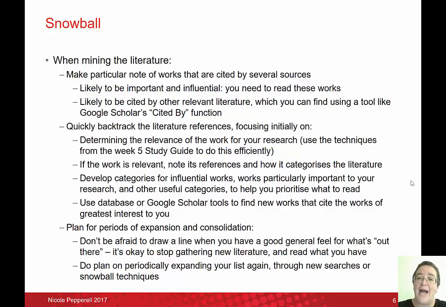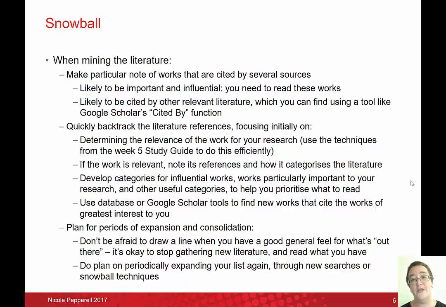You want to quickly backtrack the literature references that you find, and you want to focus initially on, as you're reading through the literature reviews that you find in your first sweep, what they're citing, and ask how relevant is this individual work that they've cited to my research? There are some techniques for thinking about this in the Week 5 study guide. But you'll basically want to take a look at the abstract, take a look at the sections, and get a general feel for how closely related that particular piece of literature is to what you need to be talking about and what you need to know for your own study.